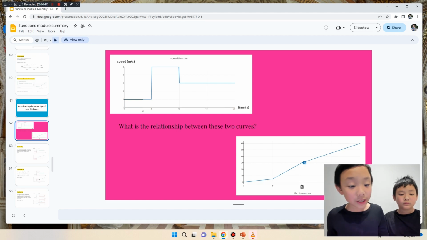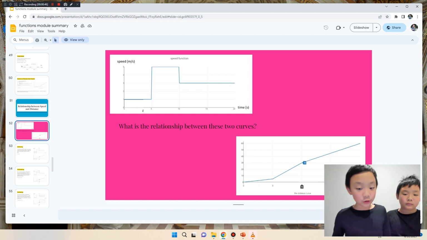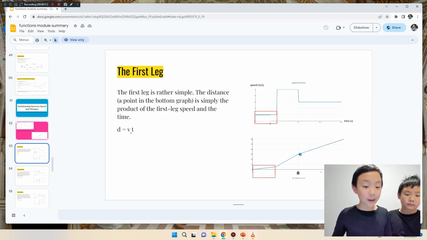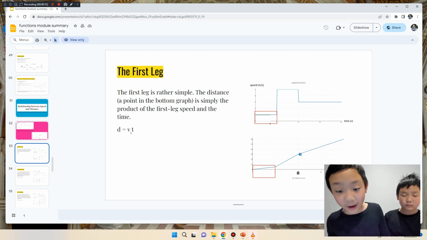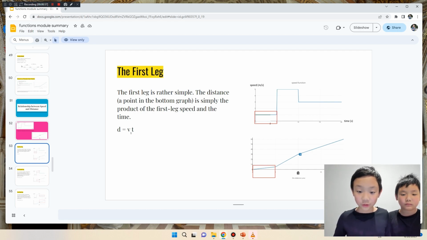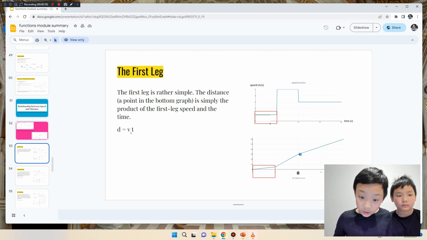First, what is the relationship between these two curves? If you don't know, we're going to teach you. But first, I'm going to teach you how to read a speed graph. The speed graph has basically two things. Here, this vertical axis is the velocity, and this here is the time.